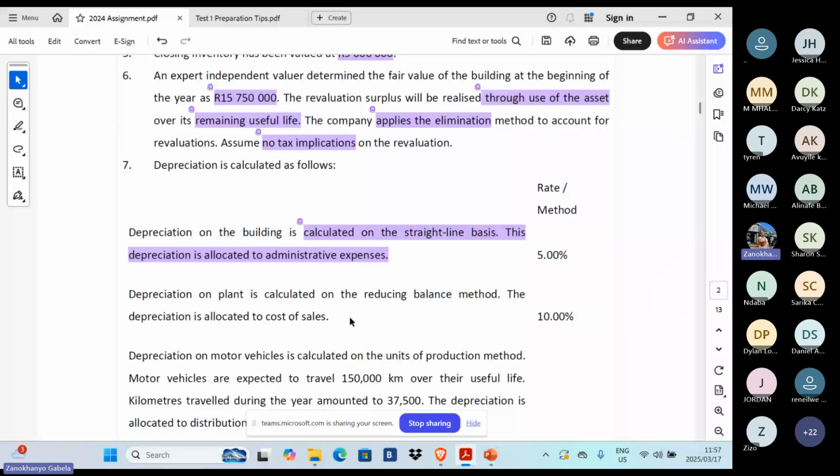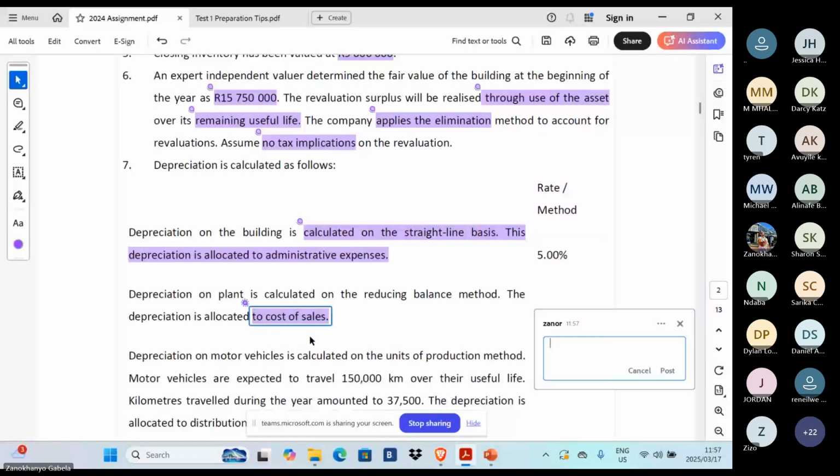Then depreciation is calculated on the reducing balance, and the depreciation is allocated to cost of sales. Nice. That means in this case, the depreciation will be part of cost of sales. Your cost of sales will have the opening balance of inventory plus purchases, then plus depreciation, then less closing inventory. Then you get your cost of sales.